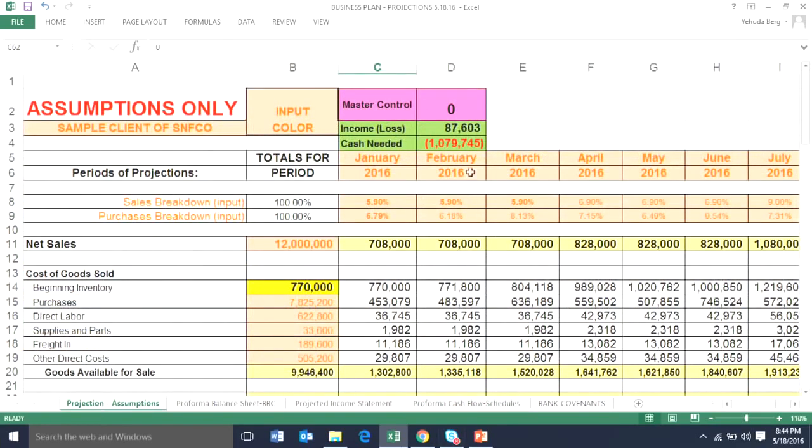So using this, we now see that if we have these projections, and let's go back to the assumptions. I did the thing marked in green. This tells you that after going through an entire year of calculations, it's a wonderful business. I made $87,000 in profit, but I need $1,078,000 in cash. Obviously, the way we're doing things, we cannot exist in business because we don't have the $1 million to put in. We need $1 million. If you look at the backup files, you need $1 million.